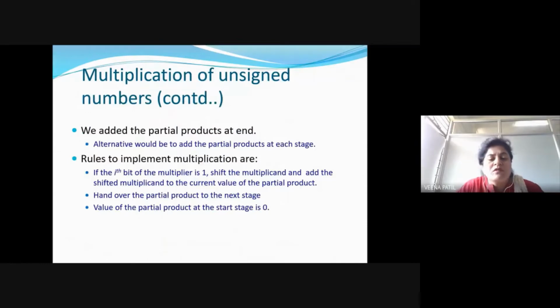So the same concept we are going to do here. So hand over the partial product to the next stage. The value of the partial product at the start stage is 0. Initially it will be 0. So just go on performing addition.